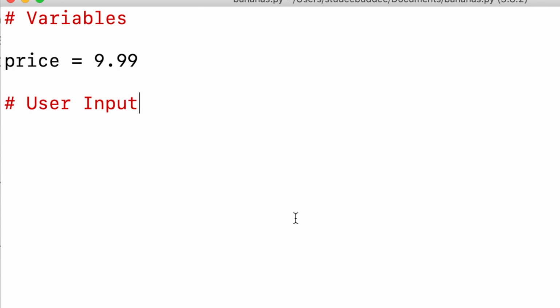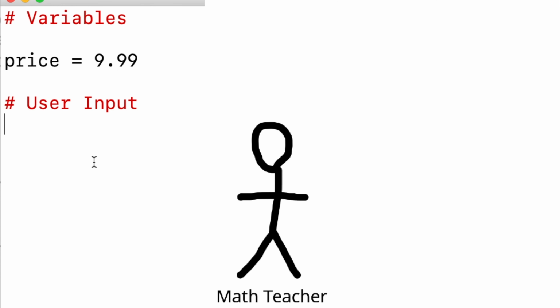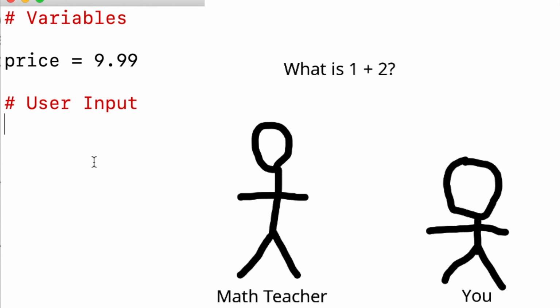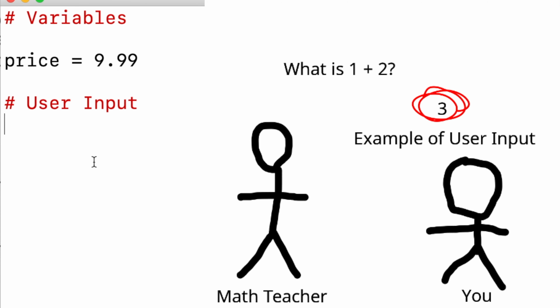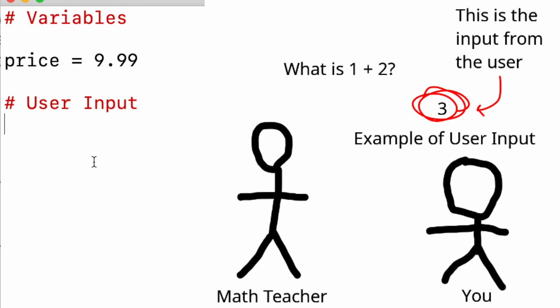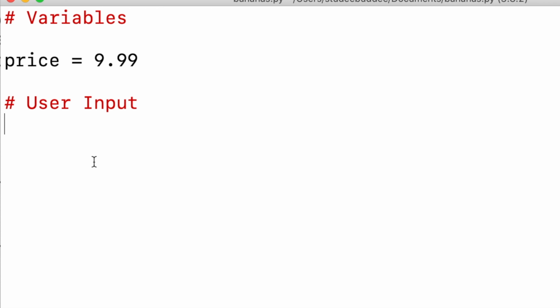That's a pretty broad term. And don't worry about the definition, worry about how to actually use it. What I mean by that is, for example, if your math teacher asked you what is 1 plus 2, you'd most likely respond with the number 3. That is an example of user input. We can essentially do the same thing in programming. And the way we do that is through the input function.